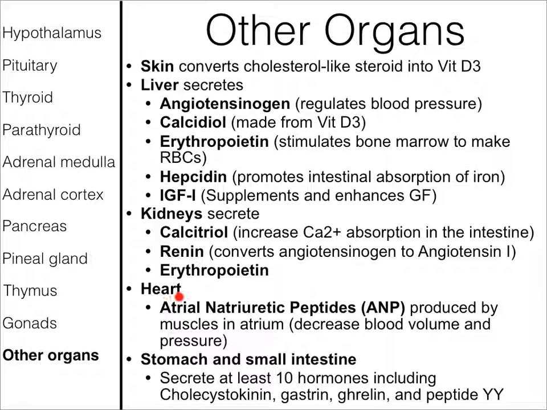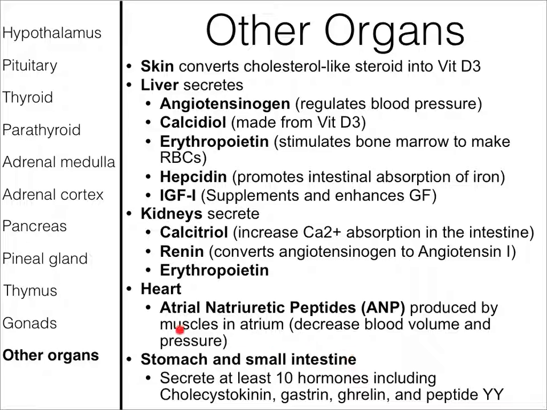The heart, not typically thought of as an endocrine organ, secretes one very, very important hormone, atrial natriuretic peptide. This is secreted in response to high blood pressure, which results in overstretching of the atria of the heart, and this causes you to pee. And when you pee, your blood volume goes down and your blood pressure goes down. It's a diuretic.